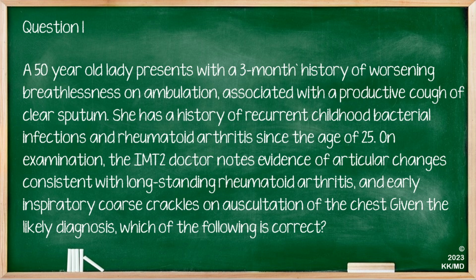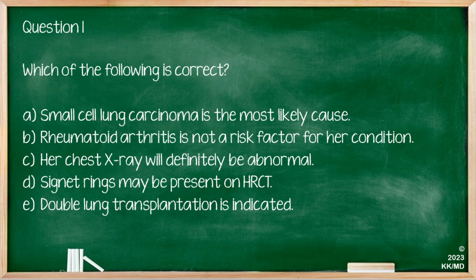Given the likely diagnosis, which of the following is correct? And the options are A. Small cell lung carcinoma is the most likely. B. Rheumatoid arthritis is not a risk factor for her condition. C. Her chest x-ray will definitely be abnormal. D. Signet rings may be present on HRCT. And E. Double lung transplantation is indicated.